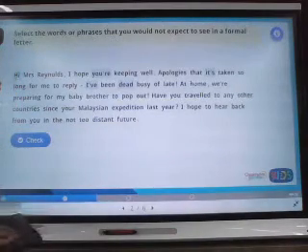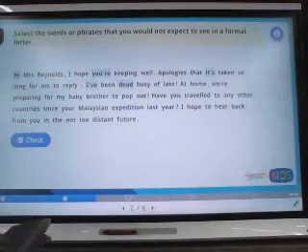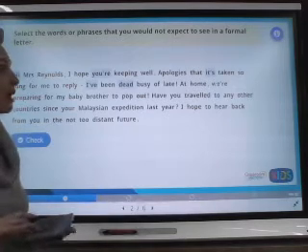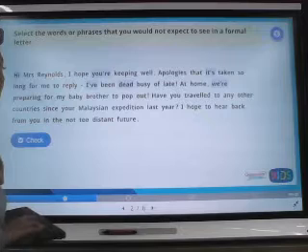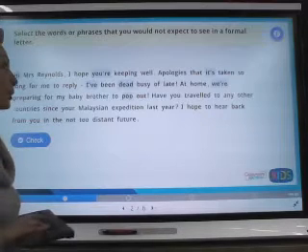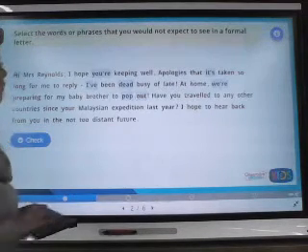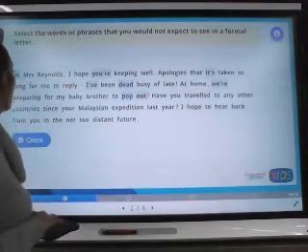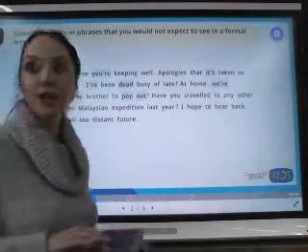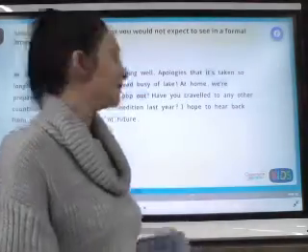"At home, we're preparing for my baby brother to pop out." We've got another contraction there, short for "we are". And you wouldn't say "pop out", would you? If you were writing a formal letter to somebody, you would say something like, "At home, we're preparing for my baby brother to arrive." Okay?